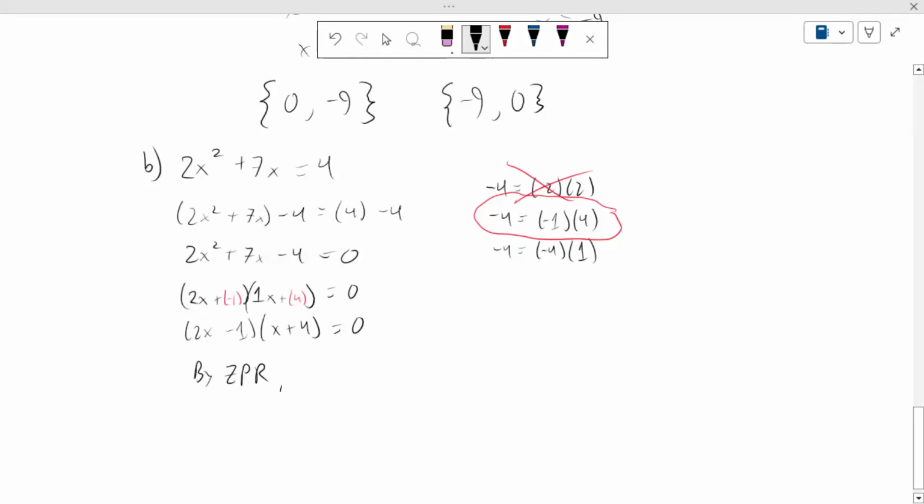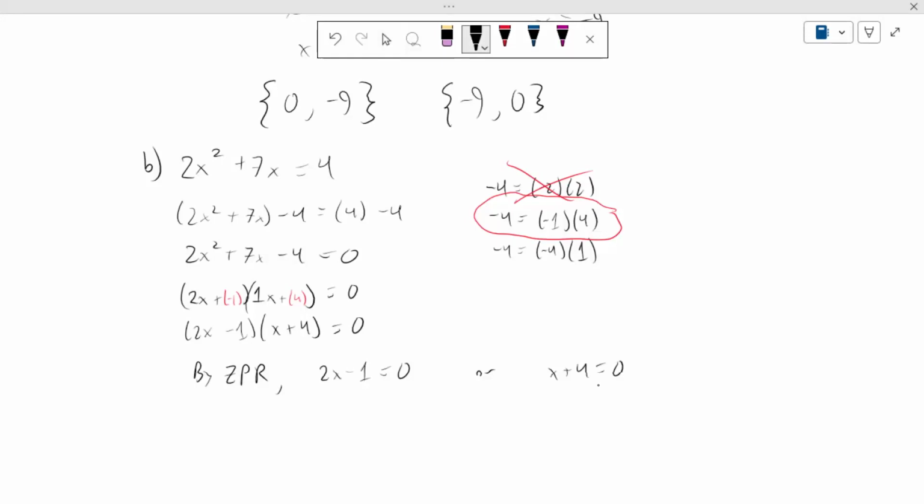The zero product rule says that 2x minus 1 has to be equal to 0, or x plus 4 is equal to 0. Just in case you forgot what the zero product rule says, anytime we have some quantity times some other quantity equal to 0, the only way we can multiply two things to get 0 is if one of those two things was 0 to begin with. So either 2x minus 1 had to be equal to 0 or x plus 4 had to be equal to 0. That's the only way we could multiply those together and get 0. Fair enough. All right, so now we can solve these.